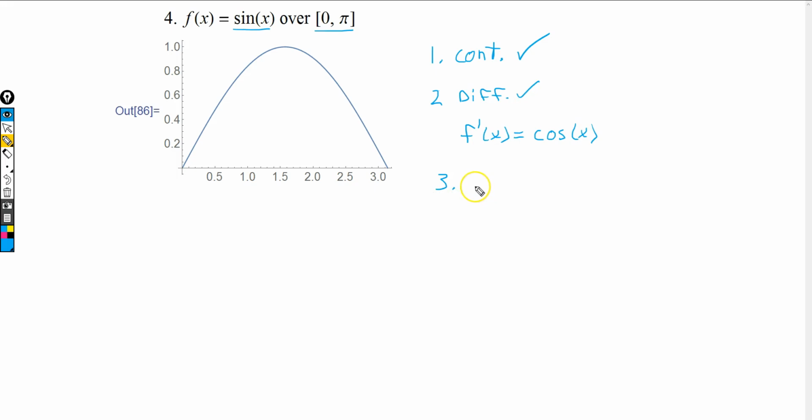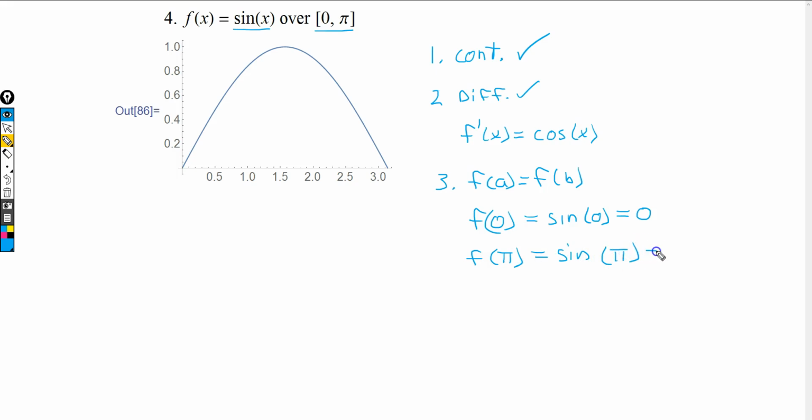Third thing we need to check is, does f of a equal f of b? Well, let's see. f of 0, that's going to be the sine of 0. That is 0. f of pi, that is the sine of pi. That is 0. And yes, they are equal to each other. So that checks out. So yes, this is true. So we can apply Rolle's theorem. Now let's find the number c.